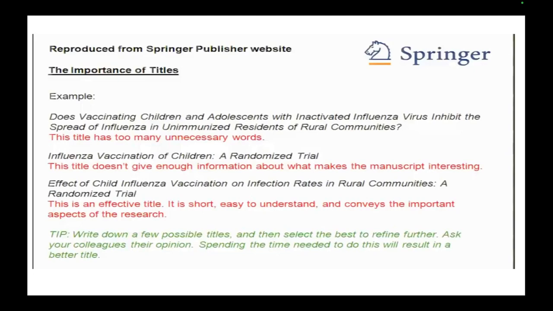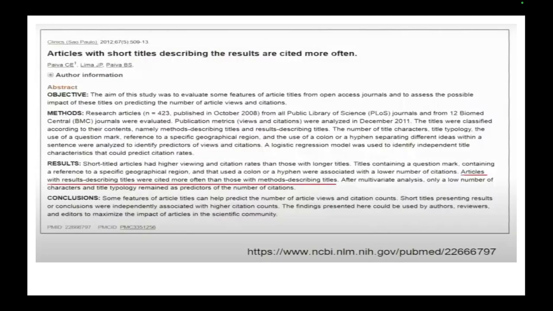So spend some time in writing the title, because titles have a lot of readership. If the title is good, your readership and your citations of the paper will increase. There are some papers which are just about title writing, and some have done literature surveys or written review articles on how writing a good title will help. This is one of the papers that you can read from this site. These articles with short titles describing the results are cited more often.